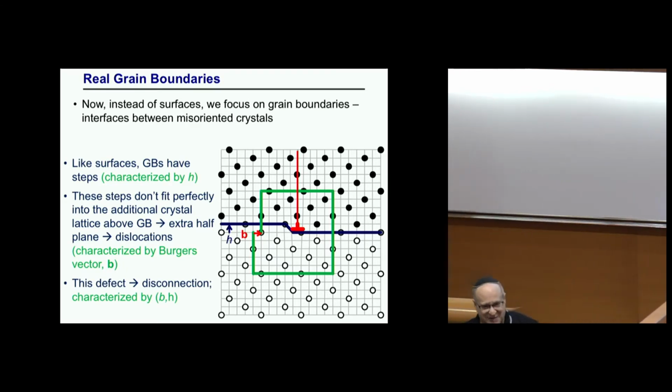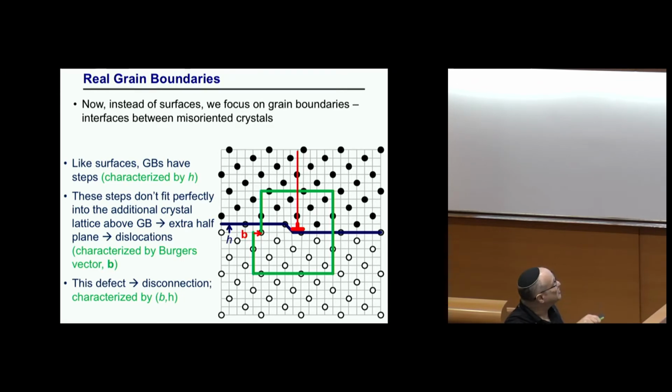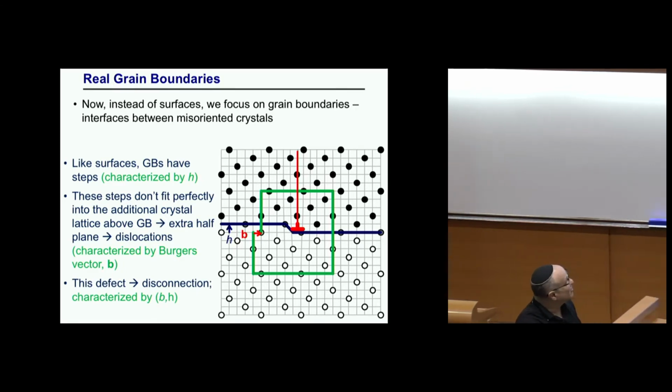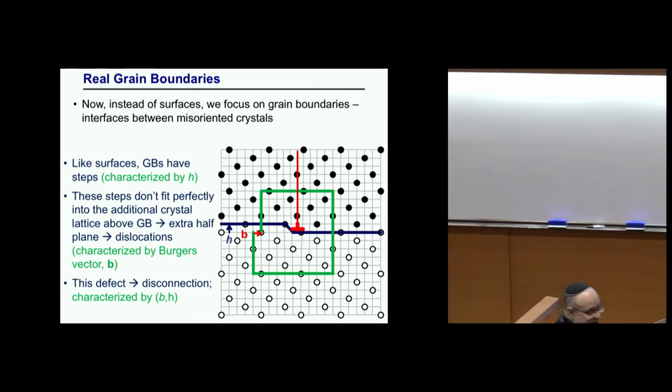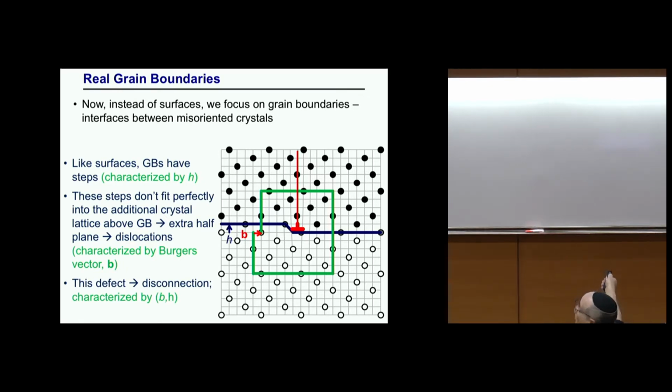And for those of you who've done dislocation theory before, if you integrate the gradient of the displacement field around a loop that encloses a dislocation, you get a vector, which is called the Burgers vector. That's the closure failure. And that Burgers vector characterizes this dislocation. And because I have an extra plane of atoms here, this thing has a long-range elastic field.